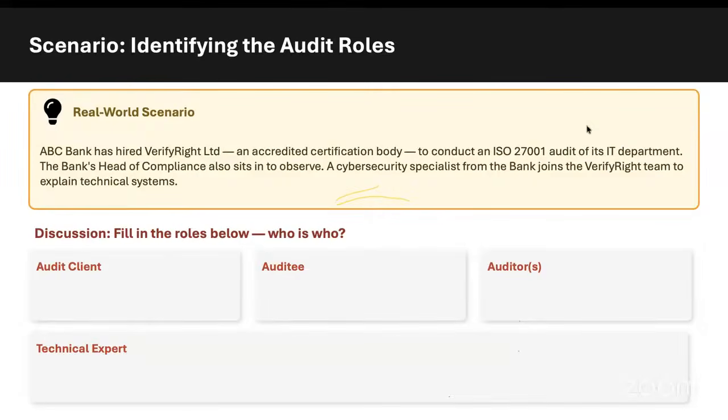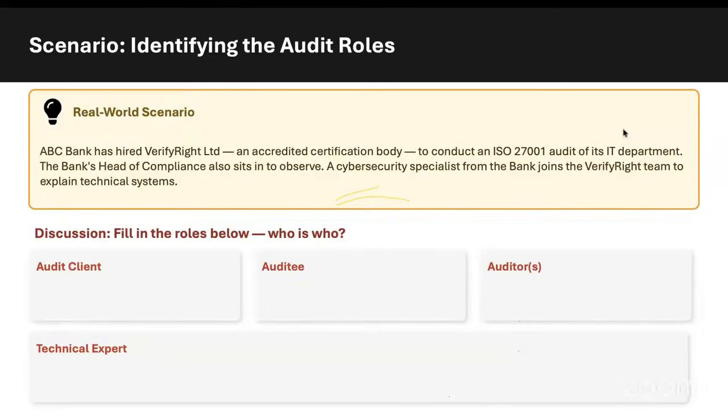Okay, Taufik said the auditee is the IT department. Is there anybody else that has another answer different from the IT department being the auditee? Okay, someone said head of compliance is the auditee. I love that. Let's keep it rolling. Okay, HMD Global said ABC Bank IT department is the auditee. Okay, good.